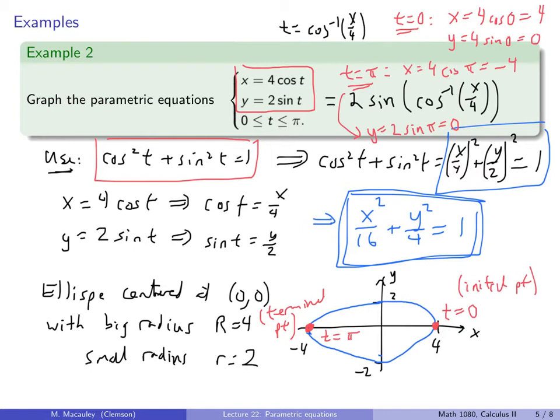Okay, so next question. How does the ant get from here to here? Does it go that way? Does it go that way? Or does it do something else? Does it go around 5 times? Well, that's probably not the answer, but how do we figure this out?